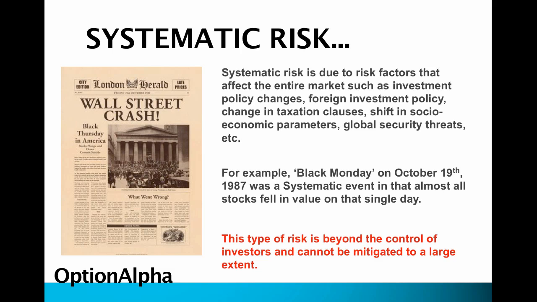For example, Black Monday on October 19th, 1987, was a systematic event in that almost all stocks fell in value on that single day. We could also say that a systematic event was 9/11, right? No one had ever factored in the fact that two planes would fly into the World Trade Center, into the Pentagon, would crash in Pennsylvania. No one ever knew that. That's a risk that is unavoidable and it affects the entire market. So this type of risk, the systematic risk, is beyond the control of investors. Me or you or anybody, we can't control this and it cannot be mitigated.